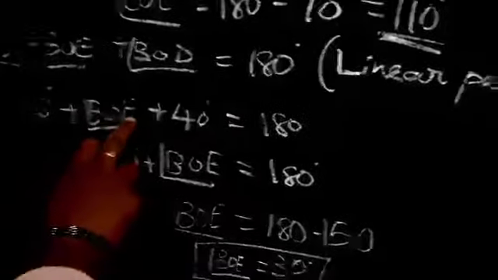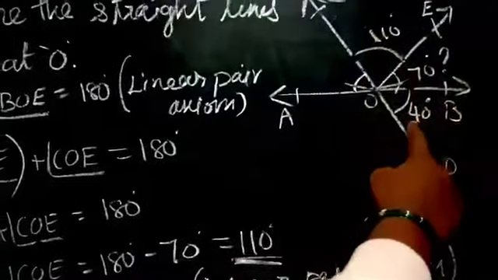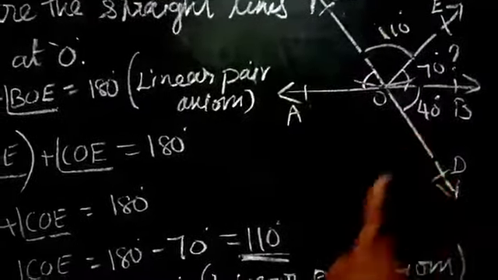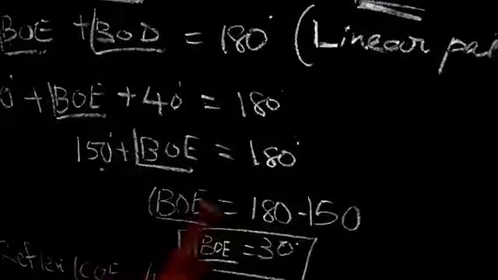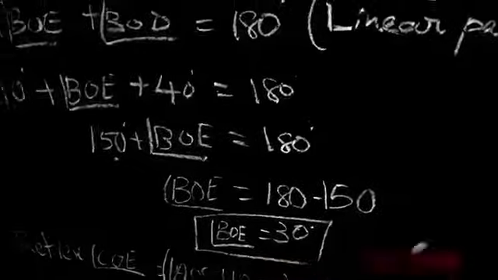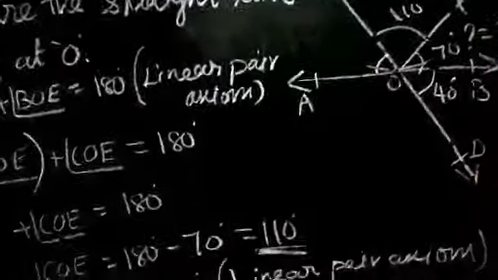Then BOE we should find. After adding, we'll get 150. From 180 we have to subtract 150. So we'll get 30. So this angle alone is 30 degrees.